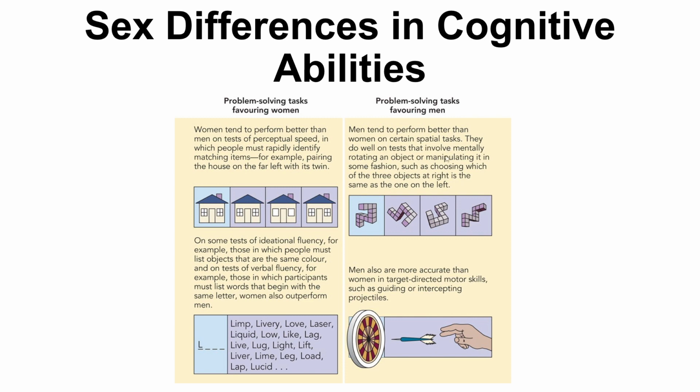And then for men performing better than women, for spatial tasks, men perform really well on things like these object rotation tasks. They also do a lot better on manipulation of object tasks. So if you had something like, which of these would fit into this gap, they'd be a lot faster or more accurate at those tasks. And when we look at things like throwing or intercepting projectiles, males tend to perform better on those as well.